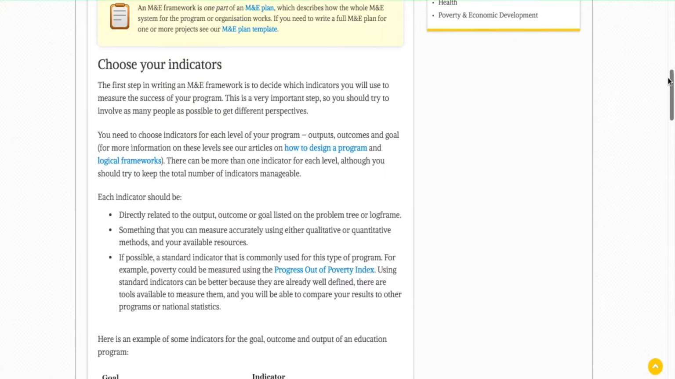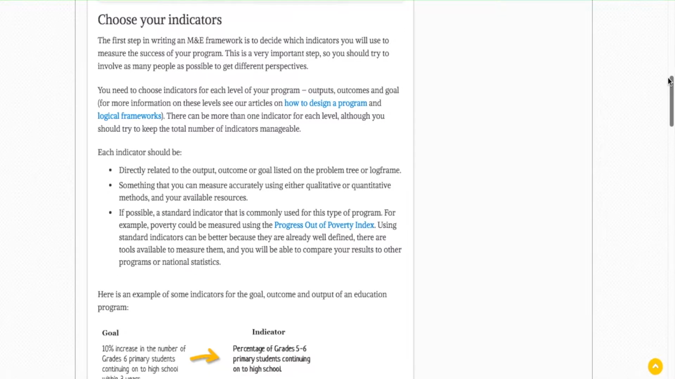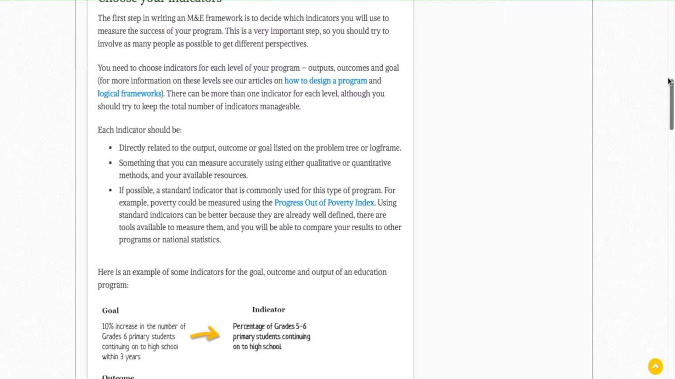The first step in writing any kind of monitoring report is mentioning the indicators. How to design a program and the logical frameworks has already been covered. Now you need to choose the indicators for each level of your program, that is the outputs, the outcomes and the goals reached. Each indicator should be directly related to the outcomes and outputs, something which can be measured, something which is effectively used for the concept.